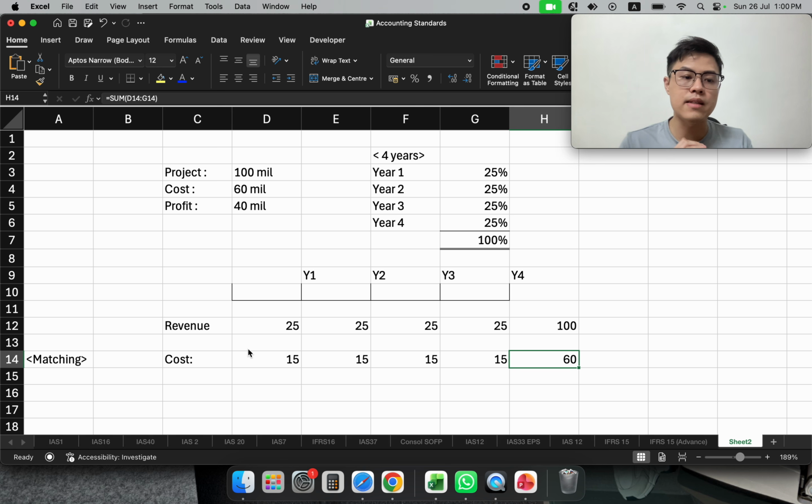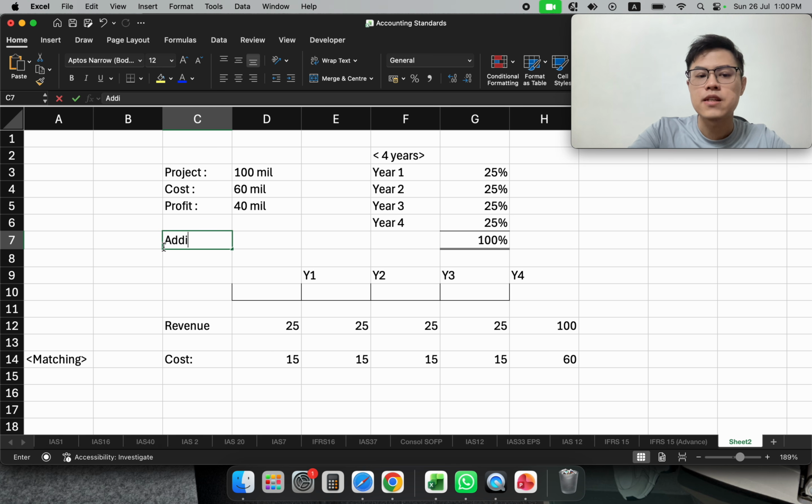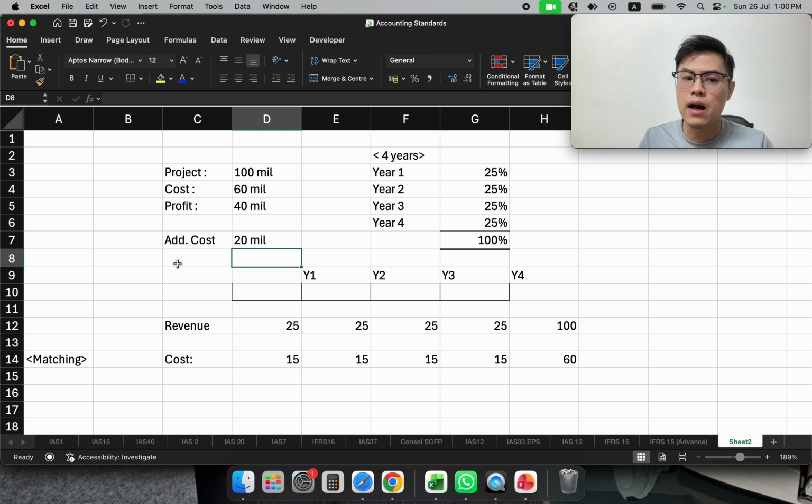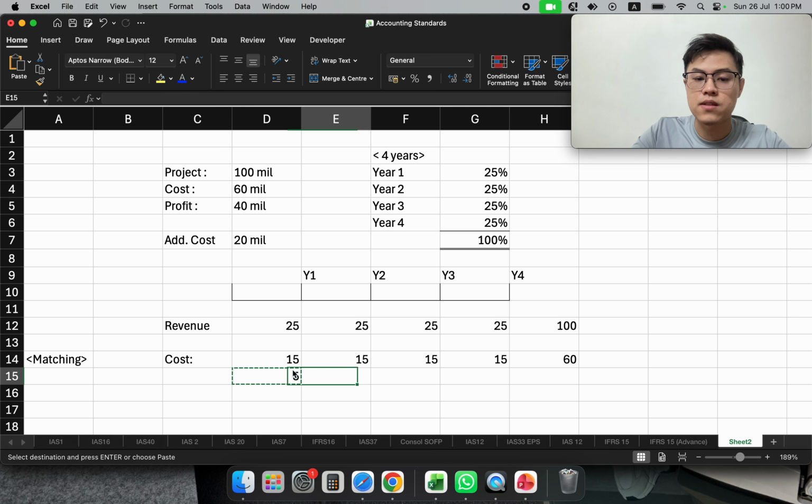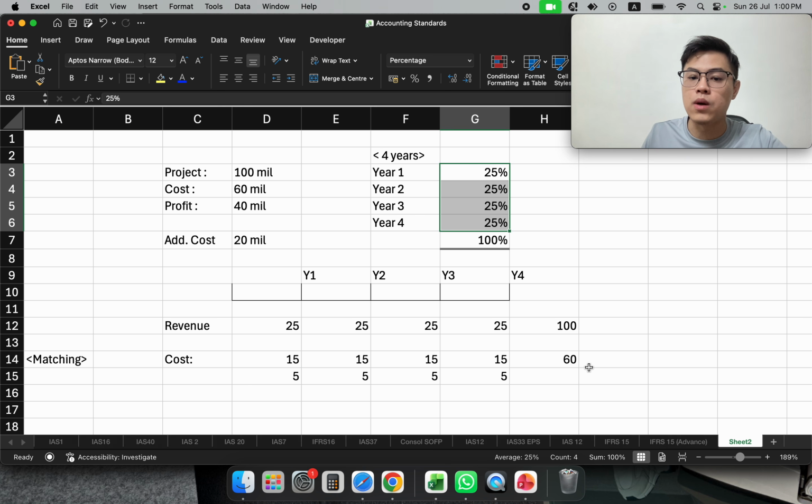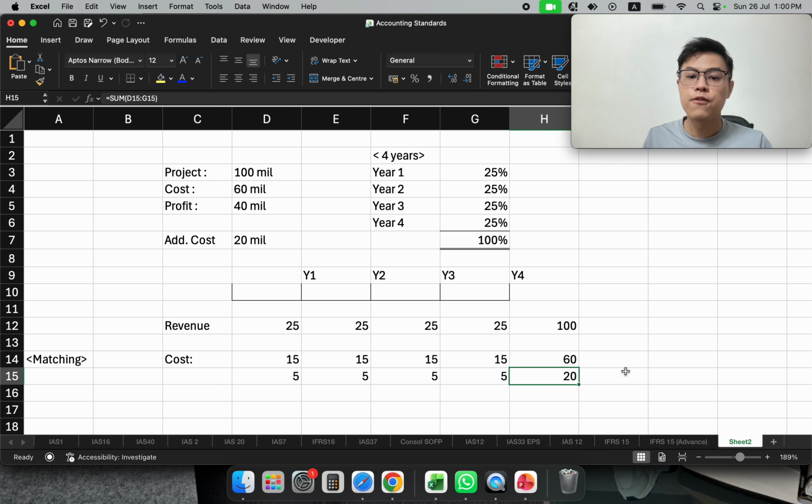The whole idea here is that we need to follow the matching concept to match our costs to our revenue across the period. But what if I additionally spend an additional cost of 20 million? Am I going to charge it directly in 1 year, or am I going to split it over the 4 years? Same logic. We will split it based on the 4 years, or 25% equally, and we will have the 20 million fully recorded over the 4 years. So this will be the additional cost.